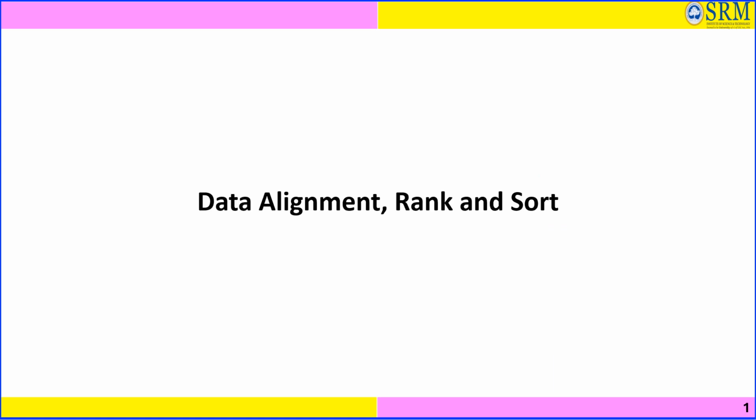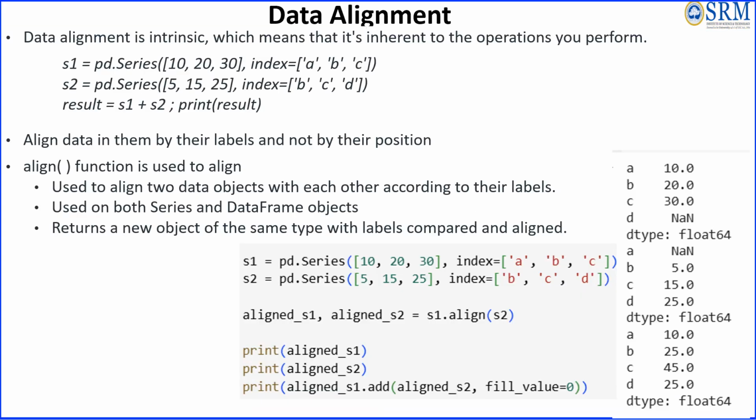So far we have seen reindexing, drop entry, and how to select. The next important thing is data alignment and rank. In this code, we are going to see data alignment. For that we use the align function, which is used to align two data objects. It can be applicable for both Series as well as DataFrame. It will return a new object once the labels are compared and aligned.